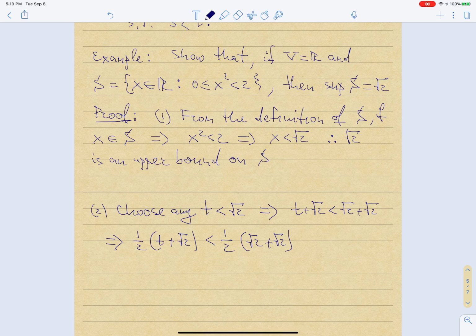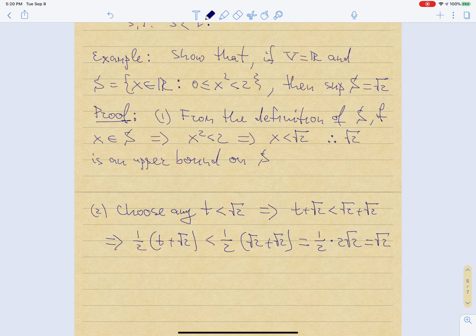Okay, fine. And then clearly from here, I can also see that this is 1/2 times 2 radical of 2, so that is square root of 2. So what we got is that 1/2 times (t plus square root of 2) is going to be less than square root of 2.